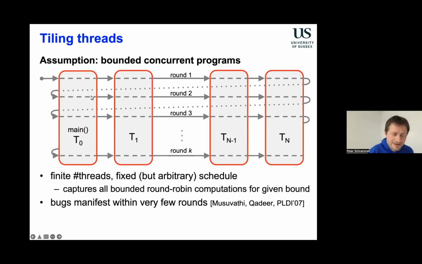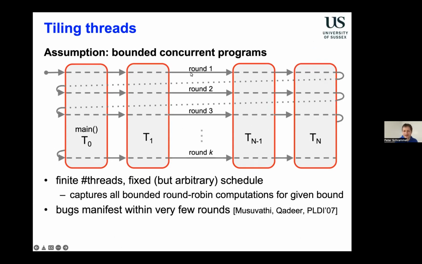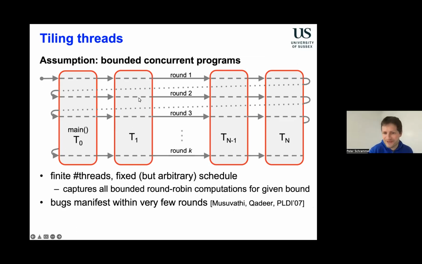Sorry, let me start again. In the first round, for example, you could have a context switch from T0 to T2. And then, for example, you want to have a context switch to T1. That context switch can't happen in the same round. You have to switch to the next round to have a context switch from T2 to T1, because it's round robin. That way, the number of rounds limits the number of context switches.